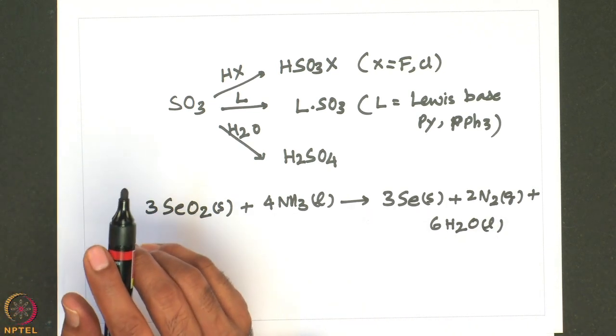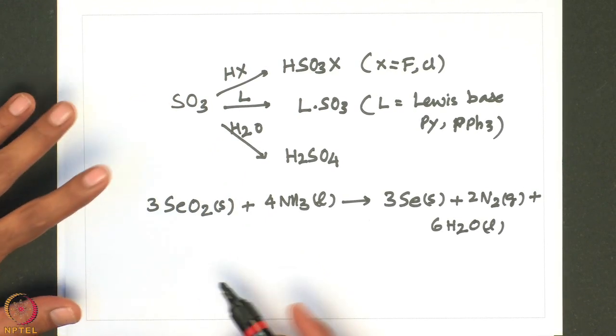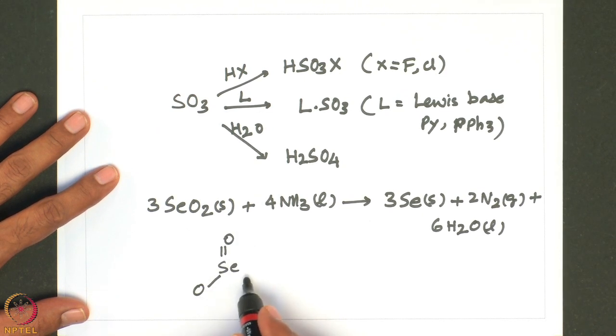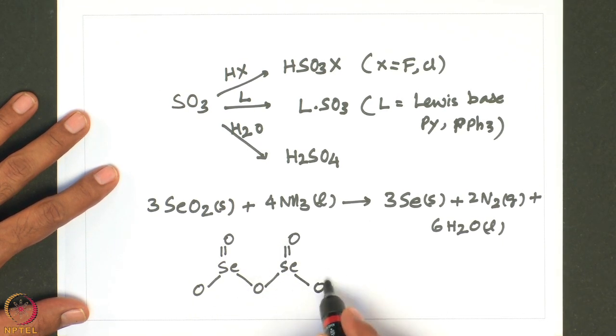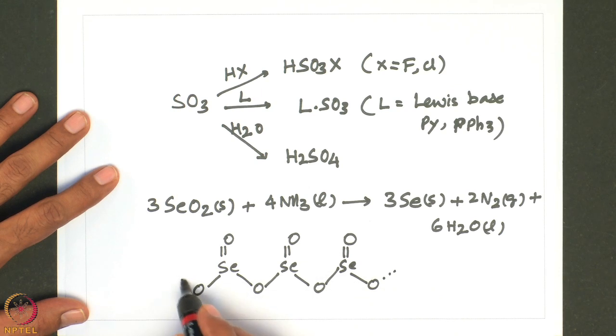it is used as an oxidizing agent in organic chemistry, and the structure of selenium oxide will be something like this. So, it continues. Of course, we should remember it has a lone pair as well here.